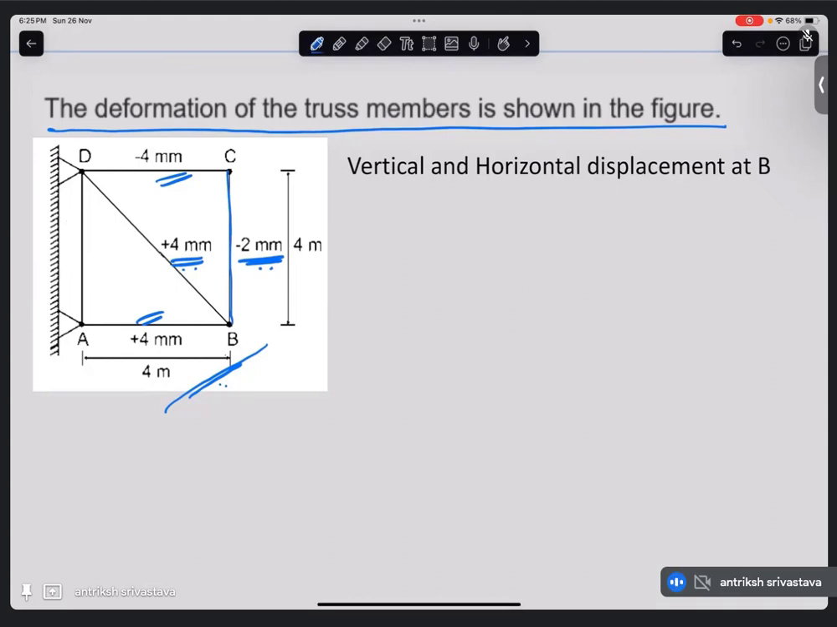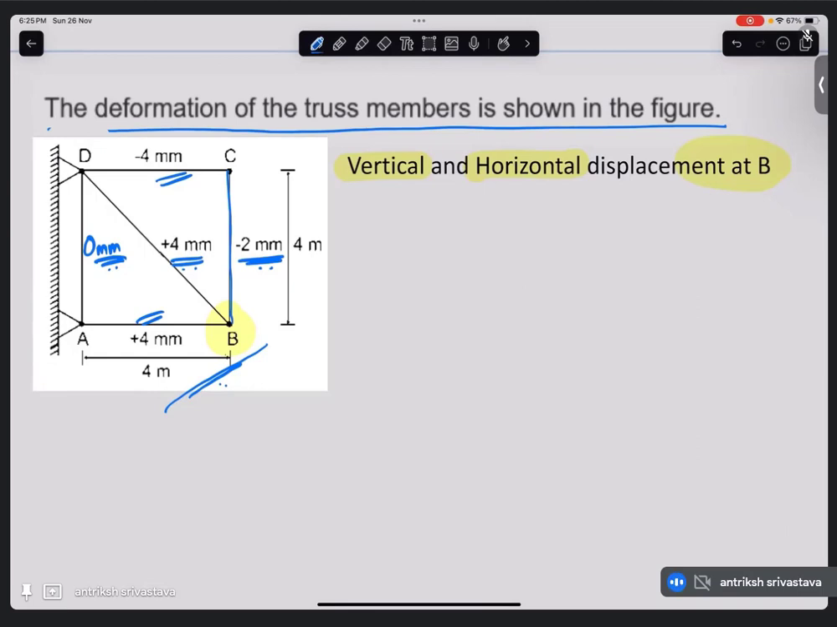Basically, if AD is going to have any contraction or movement, then this support will move. That's not happening, so they have not given it. So we are going to say AD has 0 mm contraction or expansion. Now, what they are asking is the horizontal and vertical displacement of this joint D particularly.